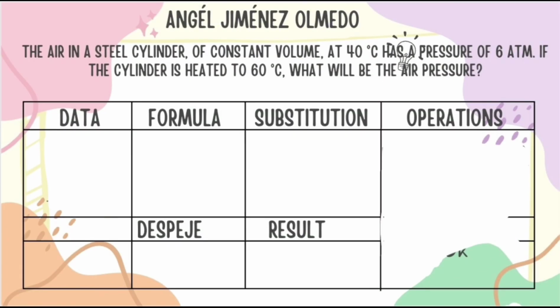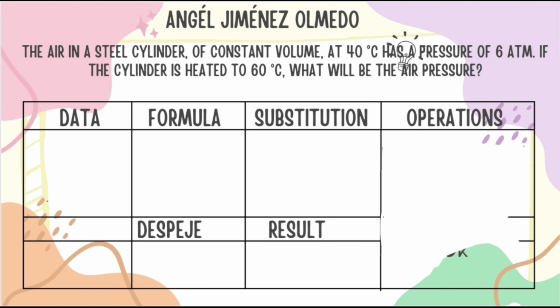Hello, I am Angel and my problem to solve is the following. The air in a steel cylinder of constant volume at 40 degrees Celsius has a pressure of 6 atm. If the cylinder is heated to 60 degrees Celsius, what will be the final pressure of the air?